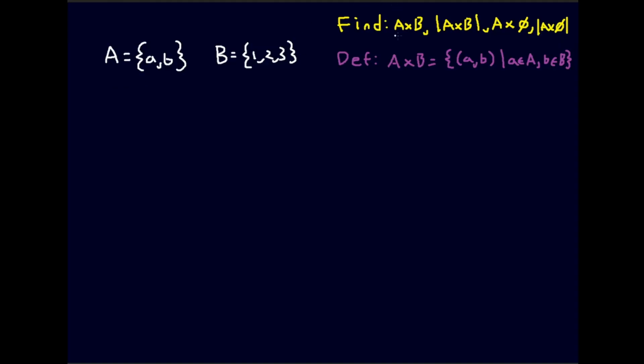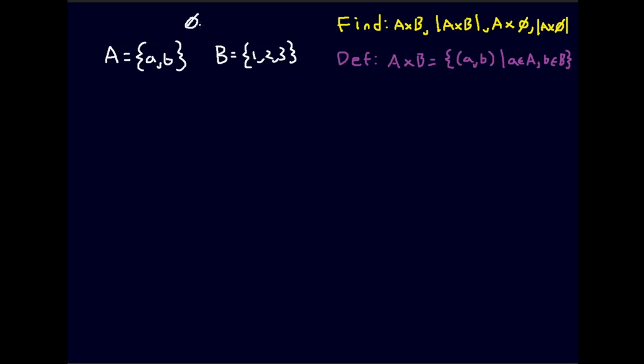So we're being asked to find A cross B, the Cartesian product of A and B, the size or cardinality of the Cartesian product of A and B. We're asked to find the Cartesian product of A and the empty set. So if you haven't seen this symbol before, this means the empty set. So I can actually write that right here.